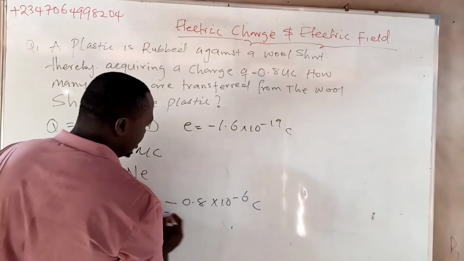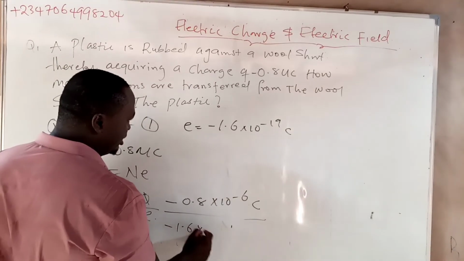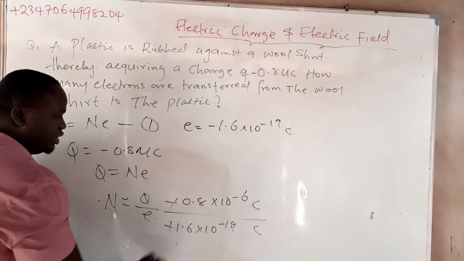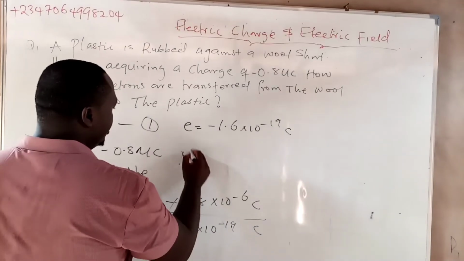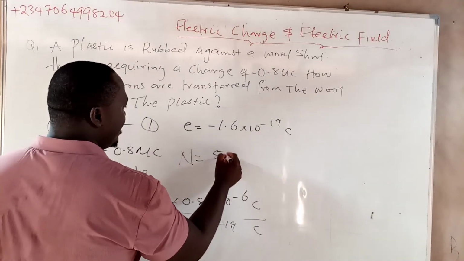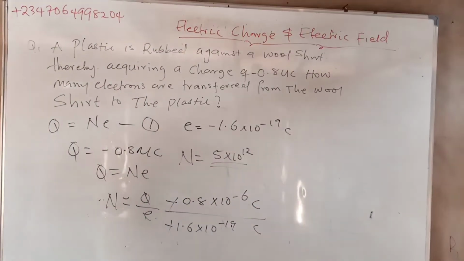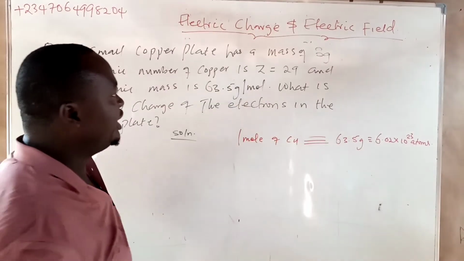Remember, this is charge. You divide it by the charge of an electron, minus 1.6 times 10 to the power of minus 19 coulombs. This will cancel this. If you punch it in your calculator, what you will get is the number of electrons is 5 times 10 to the power of 12. That is the answer. Now, a small copper plate has a mass of 3 grams.